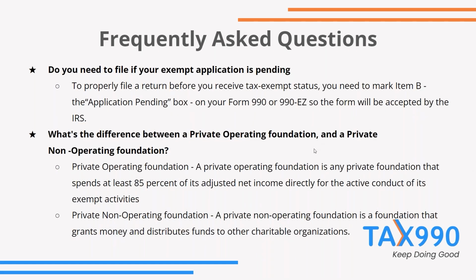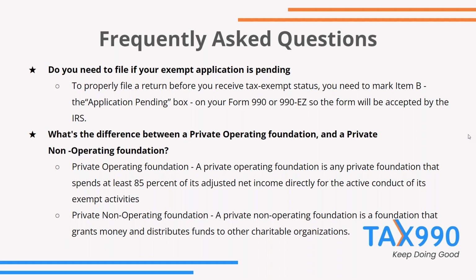Okay. Do you need to file if your tax exempt application is pending? So to properly file a return before you receive tax exempt status, you need to mark item B, the application pending box on your form. So the form will be accepted by the IRS. That just indicates to the IRS that you are aware your application is pending and you're filing anyways.